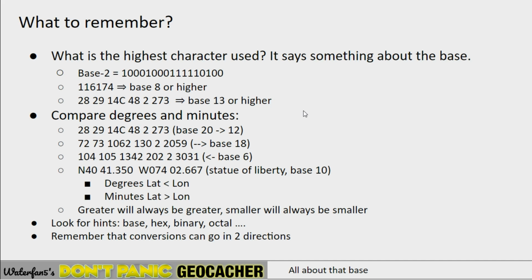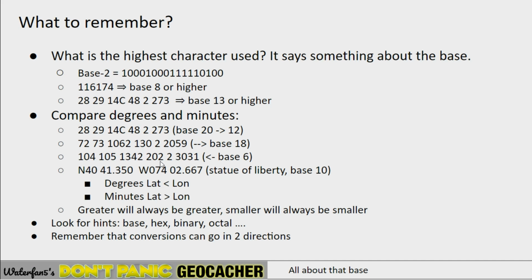The other thing you need to take into account is the ratio between numbers. If we have a longitude and a latitude, base conversions will always go in the same direction, meaning that if one number is higher than the other, and you do a base conversion of both of them, one will stay higher than the other. We see that here with the Statue of Liberty example.